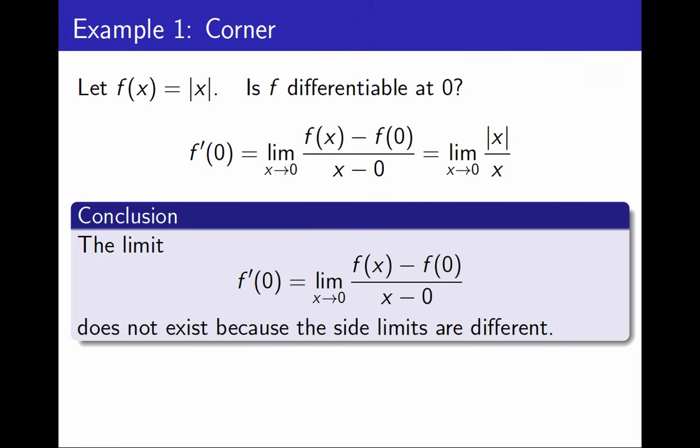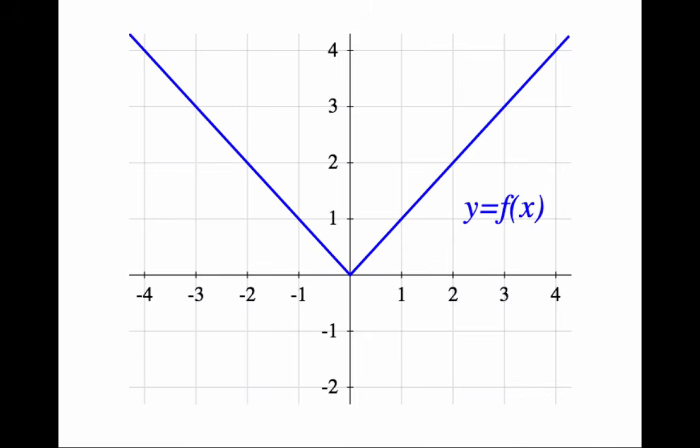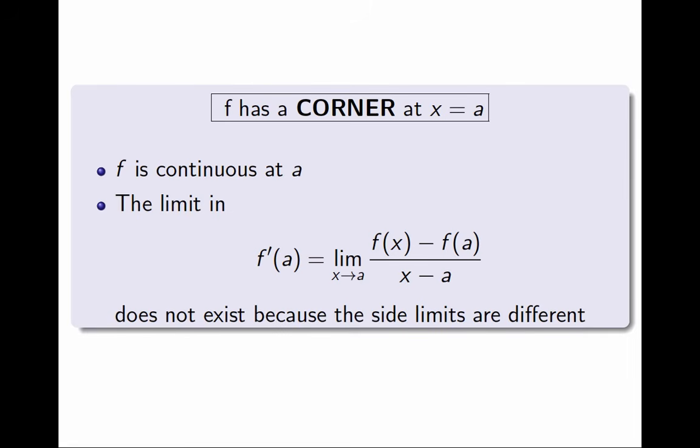In conclusion, the derivative at 0 does not exist because the two side limits in the limit definition of derivative are different. Remember that derivative represents slope. I can interpret this by saying that at 0 there is a slope on the right and a different slope on the left, so to speak. And yes, that is what the graph looks like. The slope at 0 seems to be 1 if I look at 0 from the right, and minus 1 if I look at 0 from the left. The graph has a sharp edge, a corner. And in general, a function f will have a corner at x equals a when f is continuous at a, but the limit in the definition of derivative f prime of a does not exist because the side limits are different.